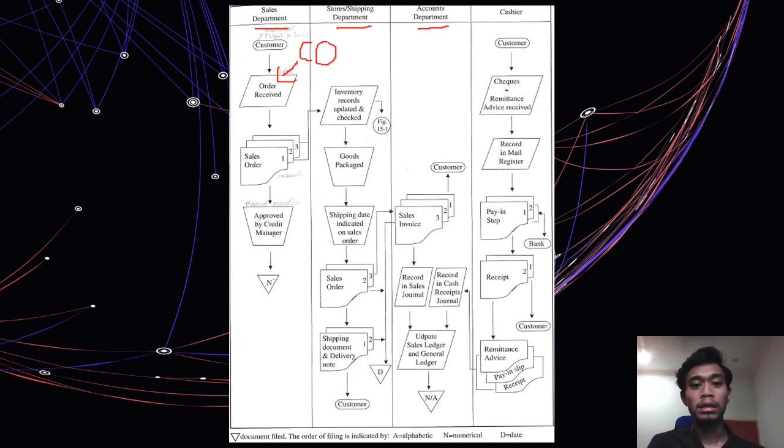So when the sale department receives the customer order, the sale department will issue the sale order to get approval from the credit manager, as we can see here. So what is the function of approval by the credit manager? For example, the company says the walk-in limit is just 10k, and maybe the customer wants to buy goods worth more than 10k. So then they need approval from the credit manager.